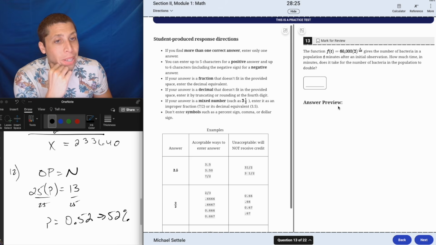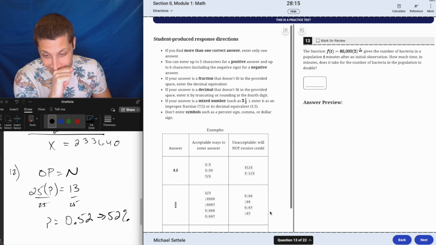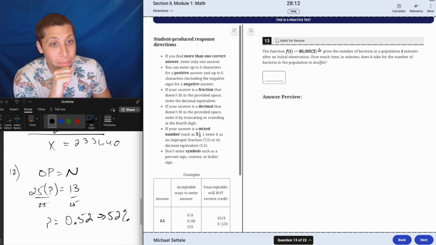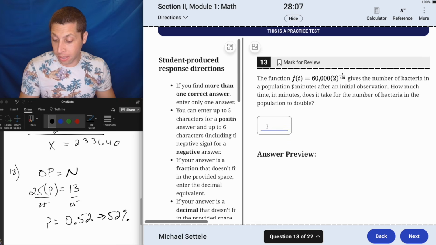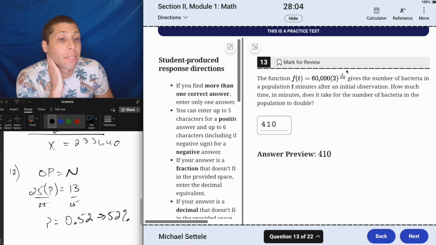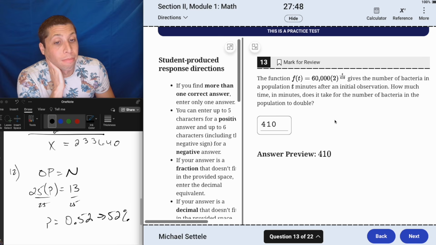Okay, this function gives the number of bacteria in a population. How much time in minutes does it take for the number of bacteria in the population to double? I've seen this exact question with different numbers on another practice test. So it's kind of funny. So how long does it take to double? 410. Because if you had 0 time, it would be 60,000 because that's an exponent of 0. So that's just times 1. And then if you were to get 410, that exponent would be 1. 2 to the first is 2. So 2 times 60,000 is 120,000. Yep.